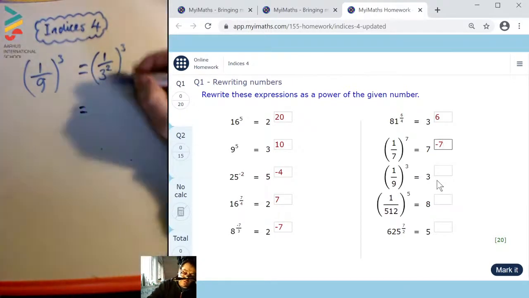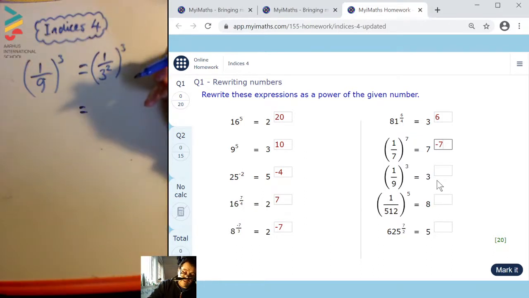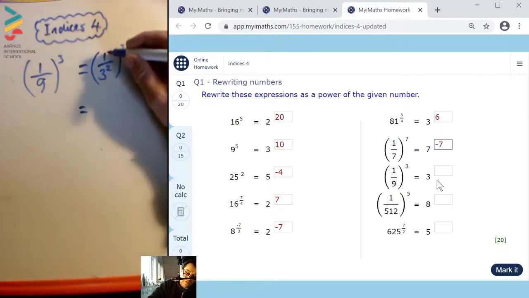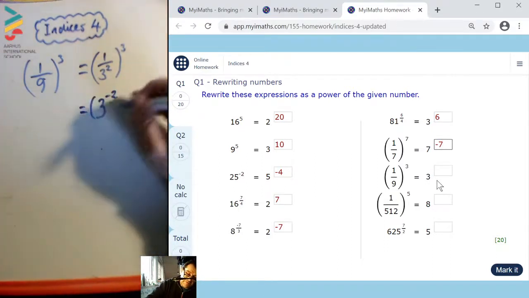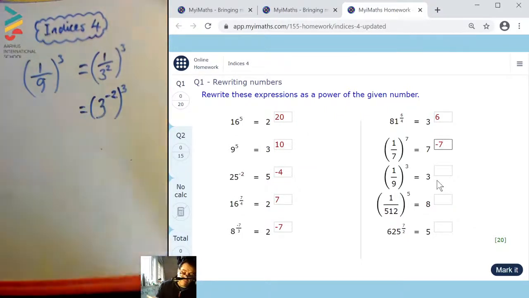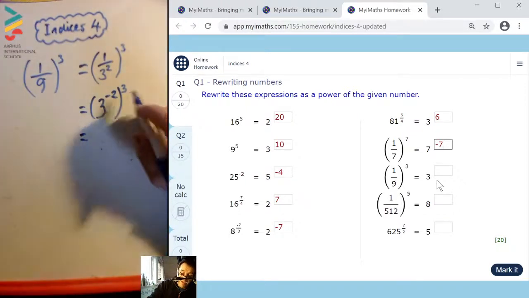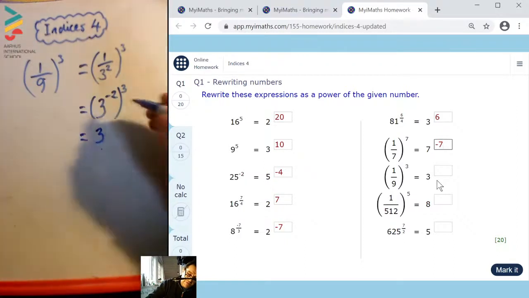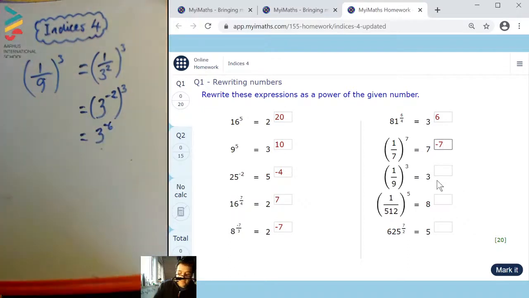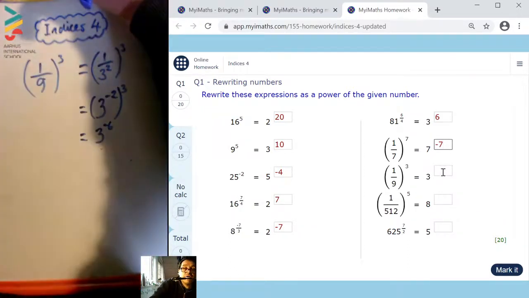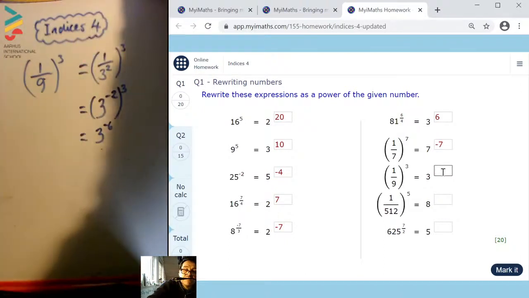Now remember the rule with negative powers. When you've got a negative power, it means 1 over the corresponding positive power. So what that means is that 1 over 3 to the power of 2 is the same as 3 to the power of minus 2. And then don't forget that's all in a bracket raised to the power of 3. So the whole thing is equal to 3 to the power of minus 2 to the power of 3. And the rule with that is multiply the powers. Minus 2 times 3 makes minus 6. So the final answer is 3 to the power of minus 6. Just fill that in there.